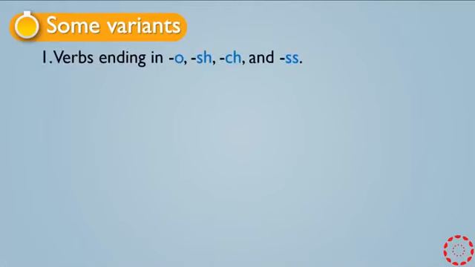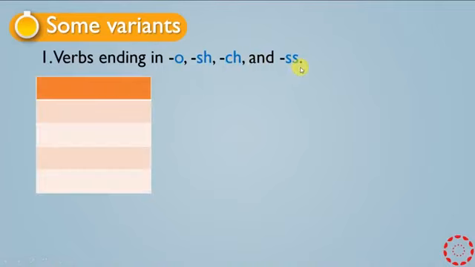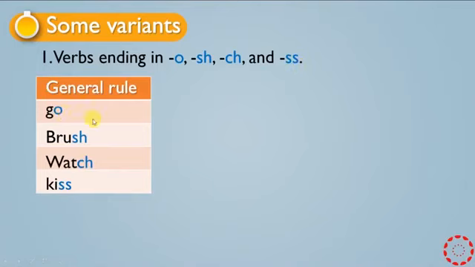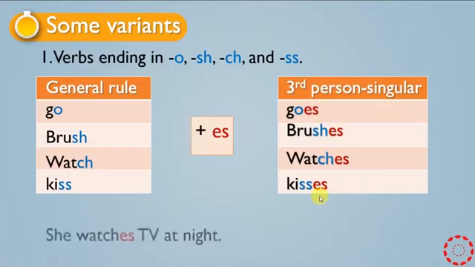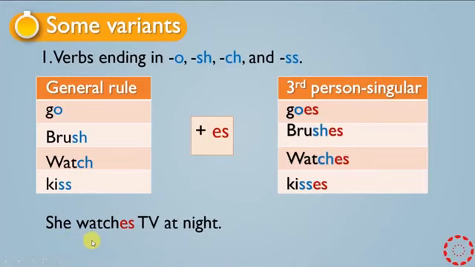We have some spelling rules when we want to add s or es to the verb. The first one is that verbs ending in o, sh, ch, and s or double s, like go, brush, watch, kiss, we add es to these verbs, and they become goes, brushes, watches, kisses. Example: she watches TV at night.